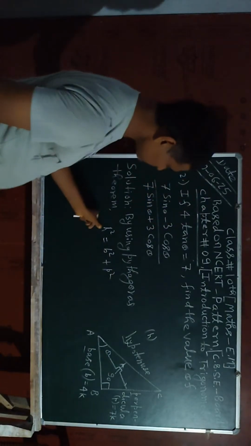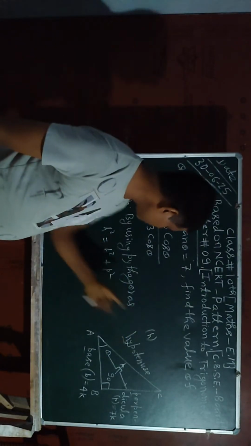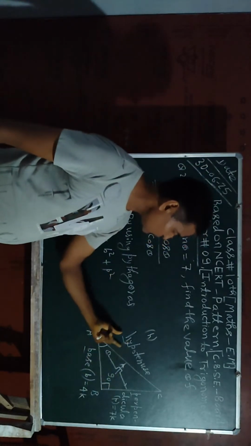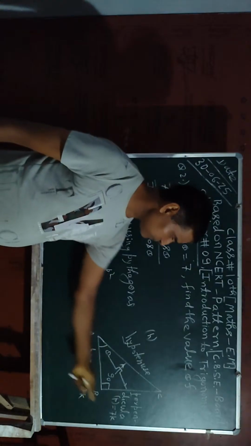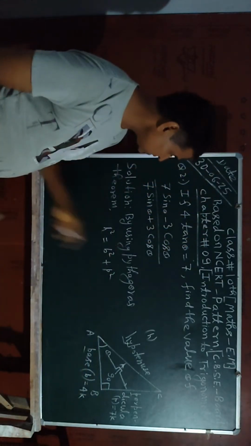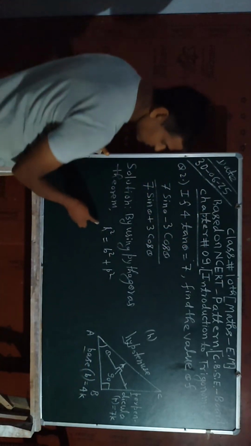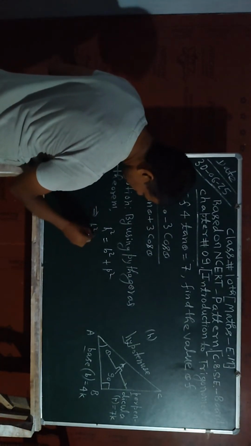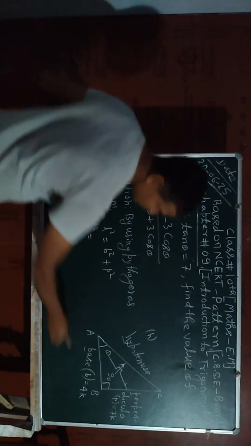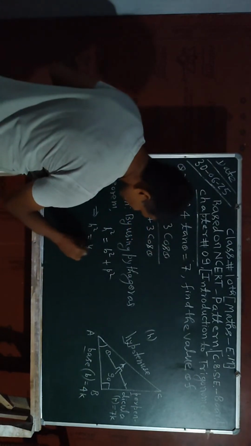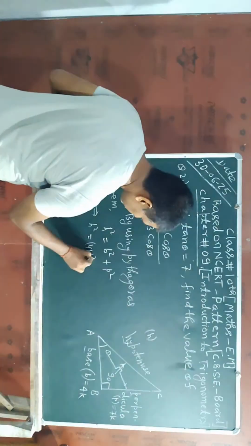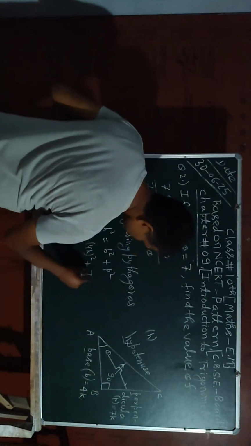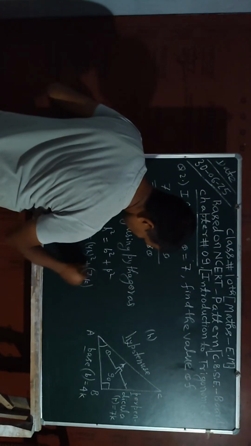Now this is h, that is the hypotenuse. This is b. B means base and p means perpendicular. Hypotenuse square is equal to base square plus perpendicular square. That is known as the Pythagoras theorem. So I will substitute this value. Here h square is equal to, in the place of b I will write 4k, 4k whole square, plus, in the place of p I will write 7k, so 7k whole square.